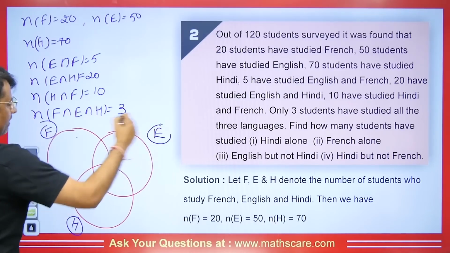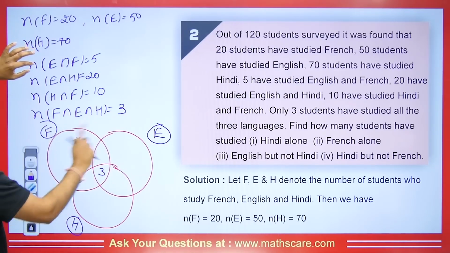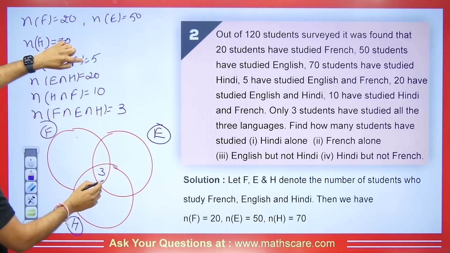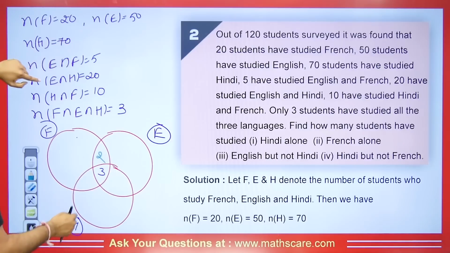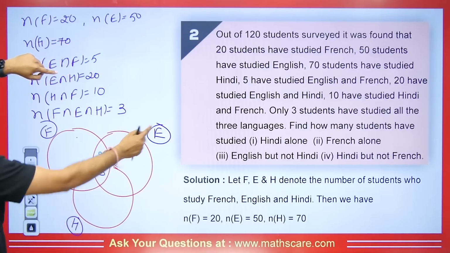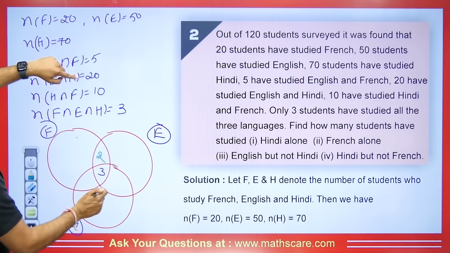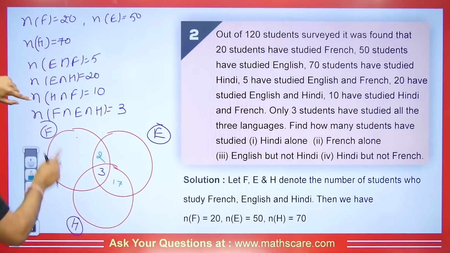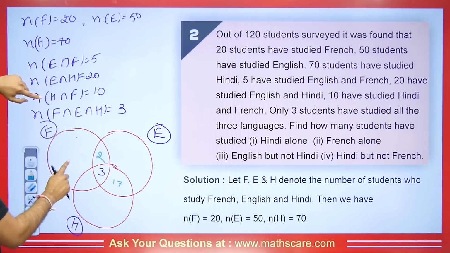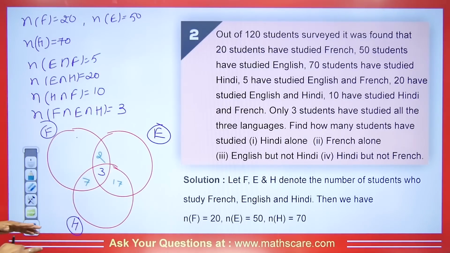Now, what is given in the question? For those studying English and French, a total of 5 are studying, but 3 is already here. So 2 additional students are exclusive to that, making a total of 5. Similarly, for 20 students studying English and Hindi, after considering 3 in the center, 17 students will come here. And for 10 students studying Hindi and French, after excluding the common 3 students, 7 are exclusive and it will come here. Clear?